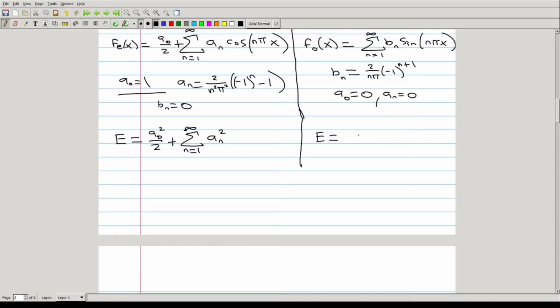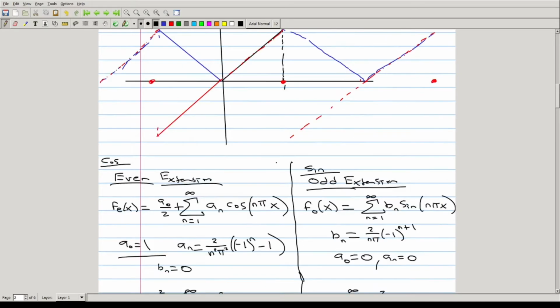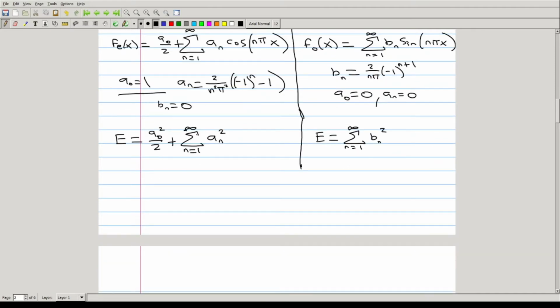And same thing for the odd extension, but for the odd extension, a naught and an are 0. So this is just going to be the sum from n equals 1 to infinity of bn squared. So we know that the Fourier cosine series converges much faster than the Fourier sine series. And this is actually what we see in regards to the energy. So if you were to solve the energy problem, you'd get a much faster convergence. The cosine series will converge to the true energy much faster than the sine series.